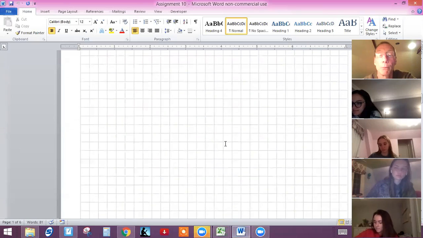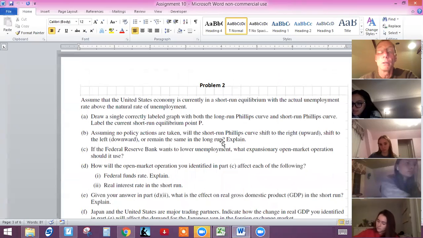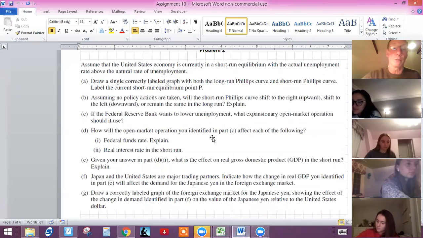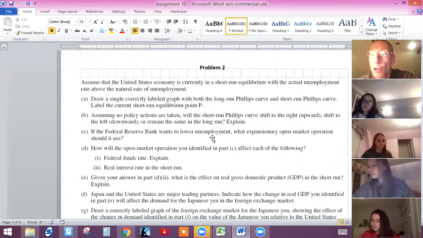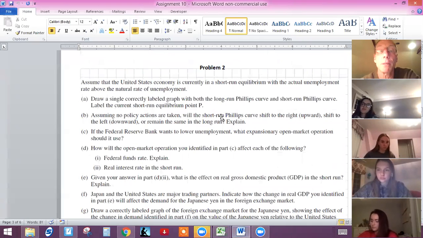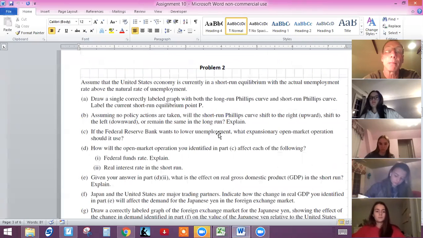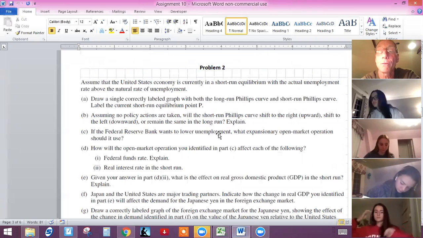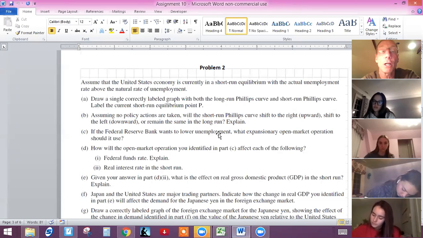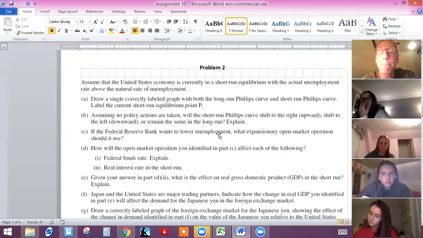All right. Problem two. Take a breath, because this is another long one. So assume that the U.S. economy is currently in short-run equilibrium with an actual unemployment rate above the natural rate of unemployment. We want to draw a correctly labeled graph with both the long-run Phillips curve and the short-run Phillips curve. Label the current short-run equilibrium point P.